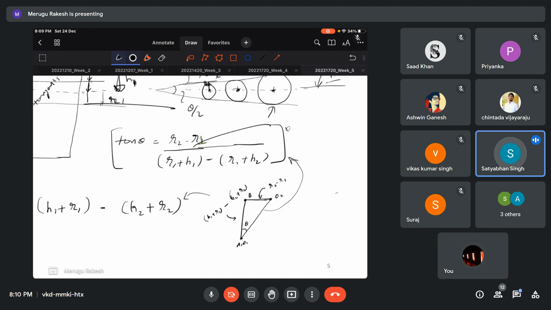So this angle is theta or theta by 2? It depends. I can take theta directly, because it is not exactly dividing, so it is theta. Sir, which means we cannot guess the type of question which will come? No, we cannot guess.